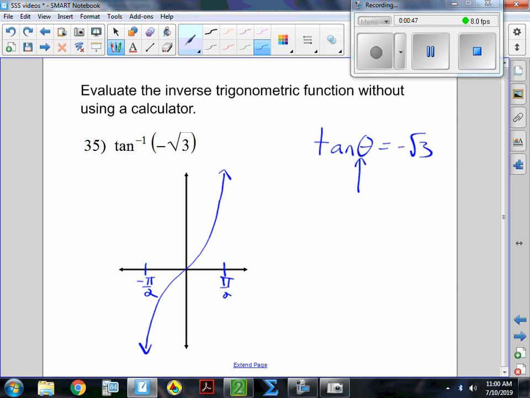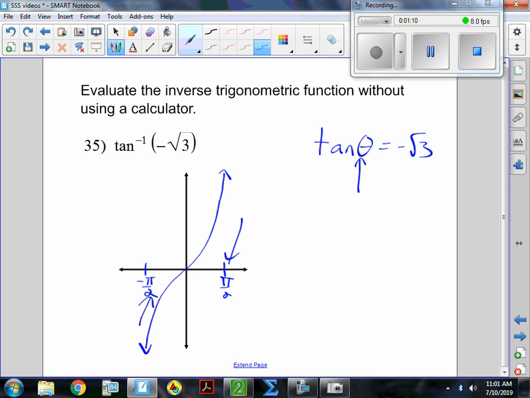And so if we restrict the domain to just one period, one cycle of the tangent curve, the period would be pi long, from negative pi over 2 to pi over 2. And so we're basically saying from negative pi over 2 to pi over 2, in between that range, you're going to answer every inverse tangent function. So where is it equal to negative root 3?